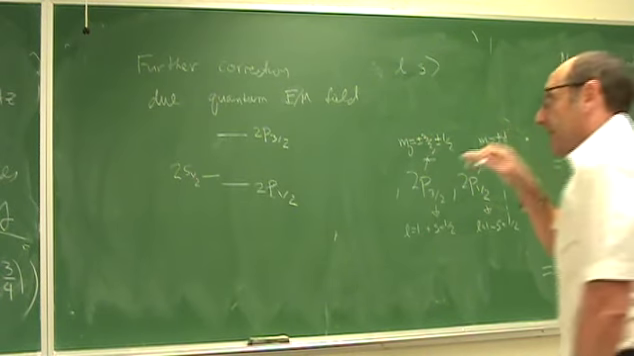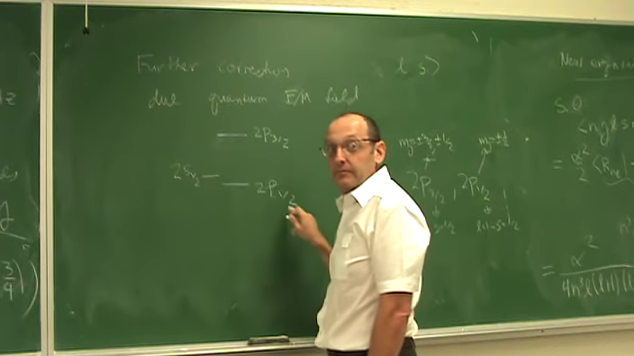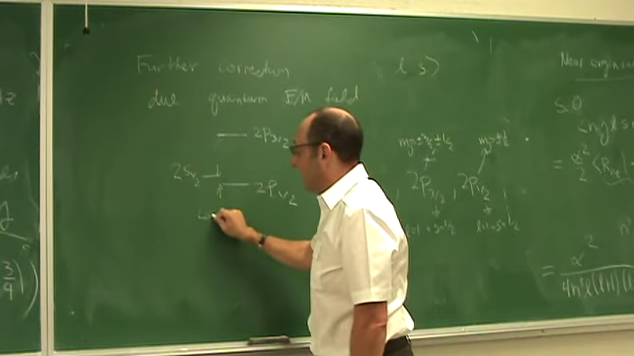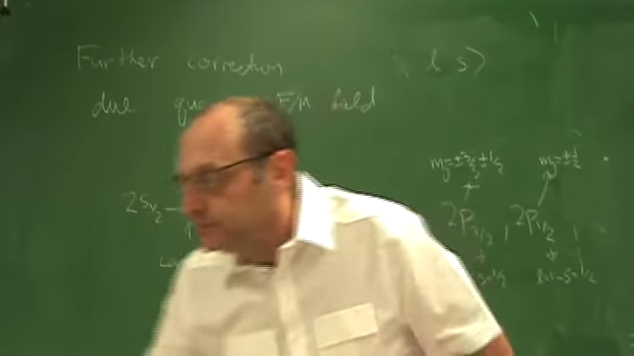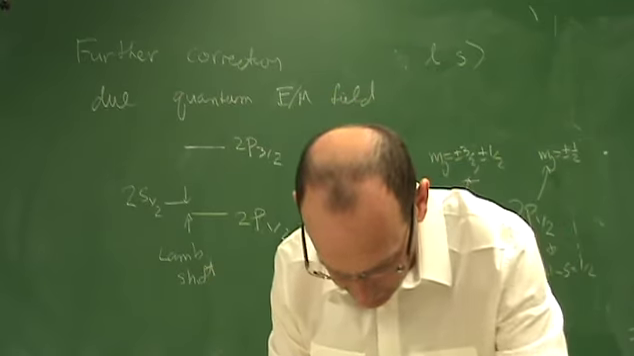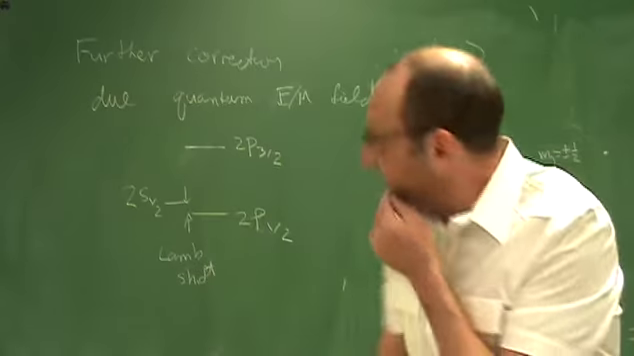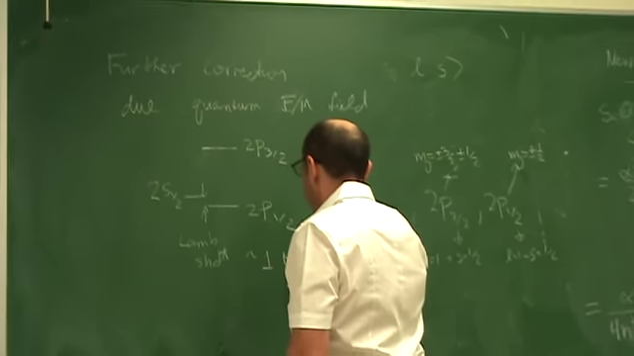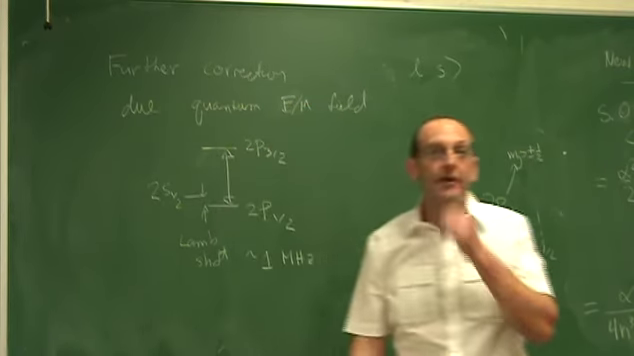But it's not the same for states with the same L as it was in the Dirac theory. And this shift here is known as the Lamb shift. And the Lamb shift, I should know off the top of my head, but I don't remember. So let's see what I got here in my notes. Yeah. So the Lamb shift is on the order of a megahertz. It's tiny compared to this splitting, which is thousands of times bigger than this.